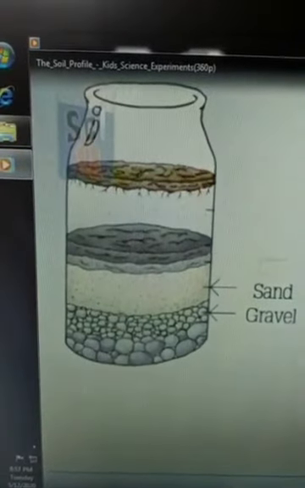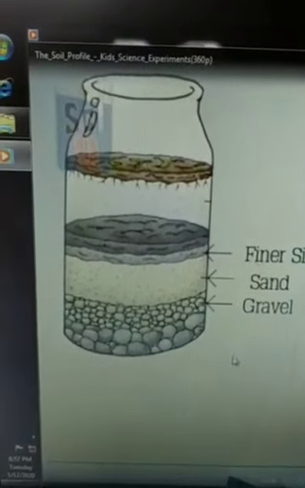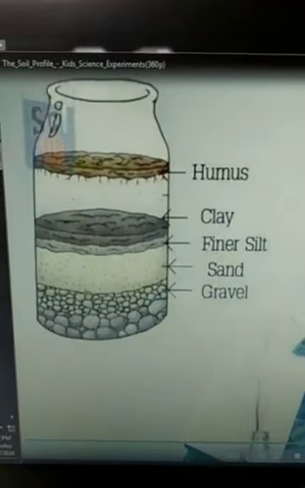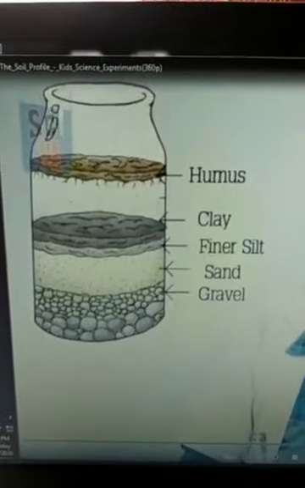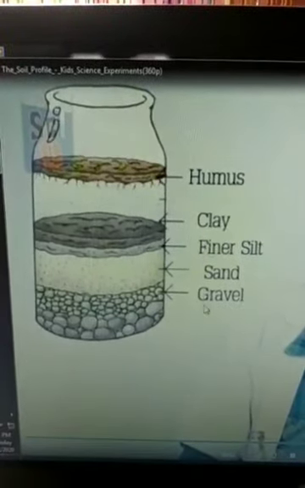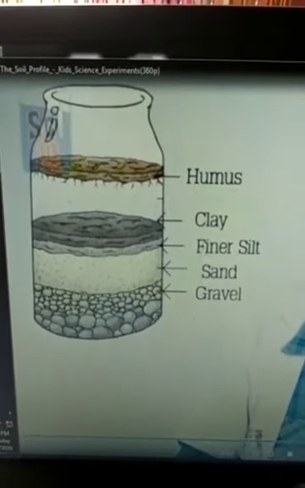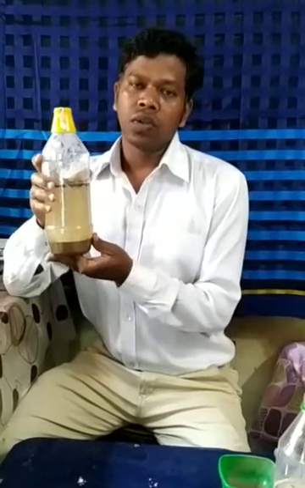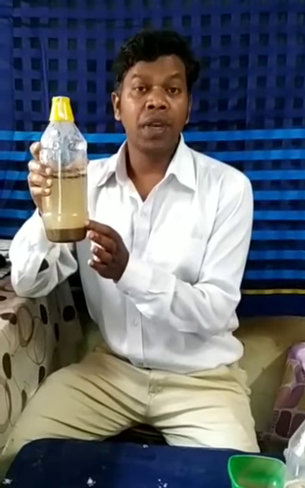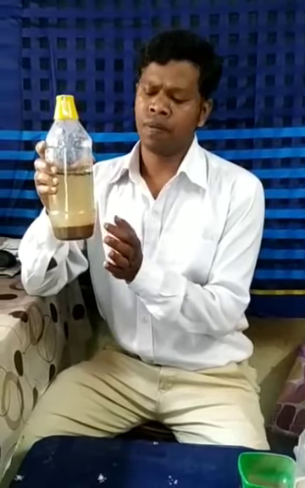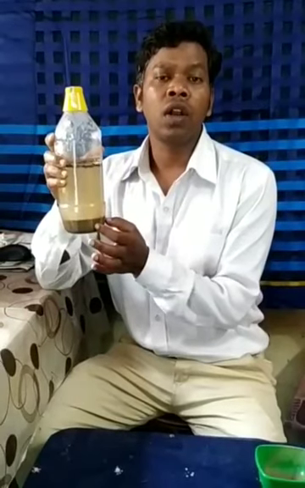So as I told you, at the bottom we have sand and gravel. Just above that we have fine sand and silt. Then we have clay, and on the top what you can see is the floating material, that is humus, organic material. So this type of soil in which there are components of sand, clay, silt and humus is called loamy soil or alluvial soil.